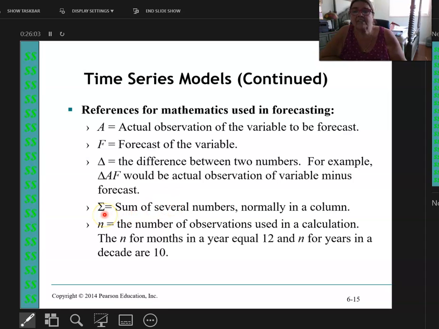This sigma is the sum of several numbers, normally in a column. This is called the sum of numbers. You'll see this on your Excel. And n equals the number of observations used in the calculation. So if I was doing months, n would be 12. If I was doing how many years in a decade, it would be 10. Okay, so remember these references because we're going to need them.